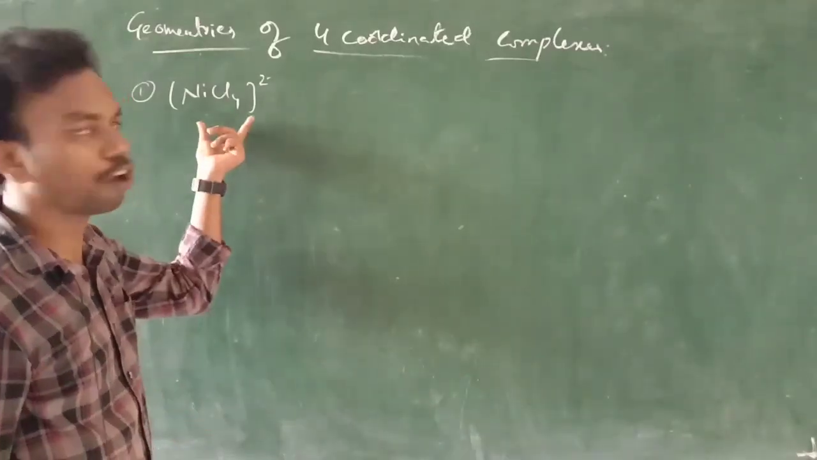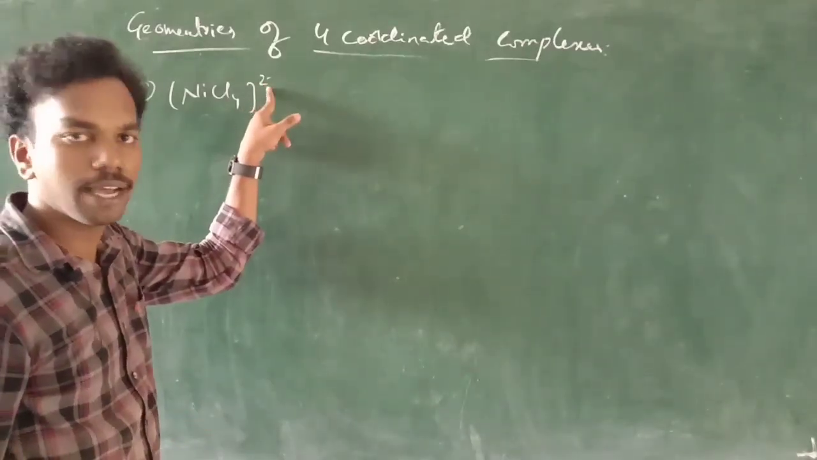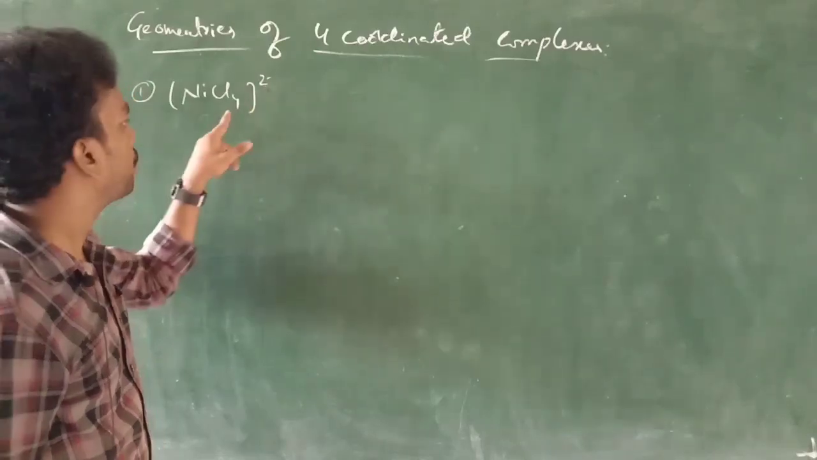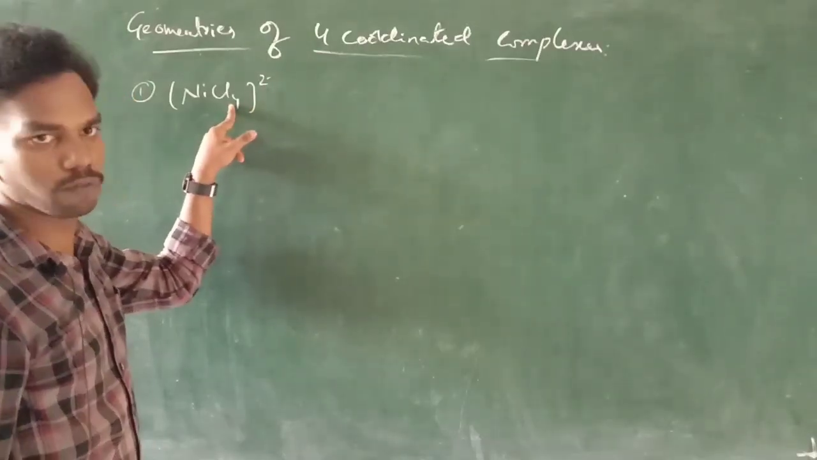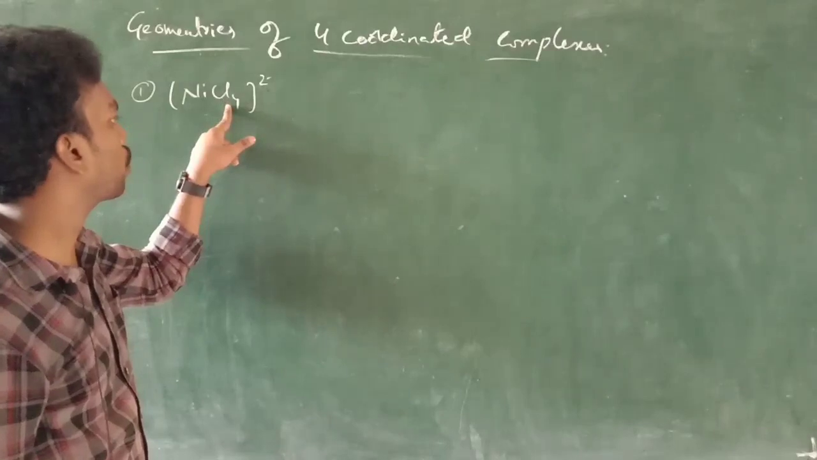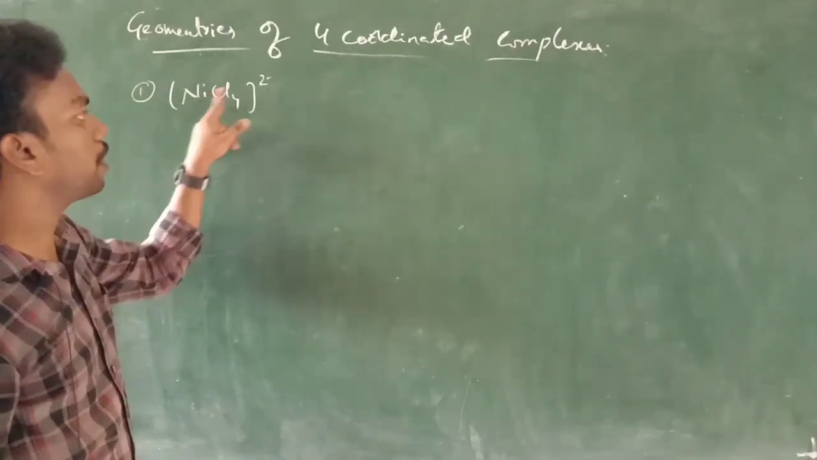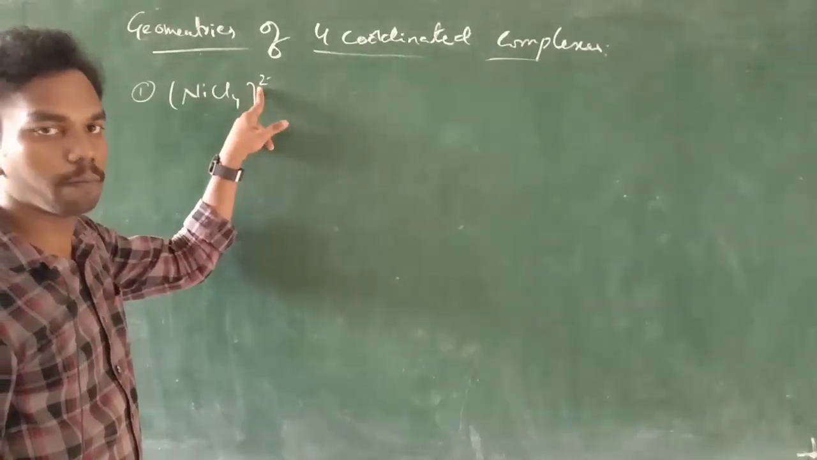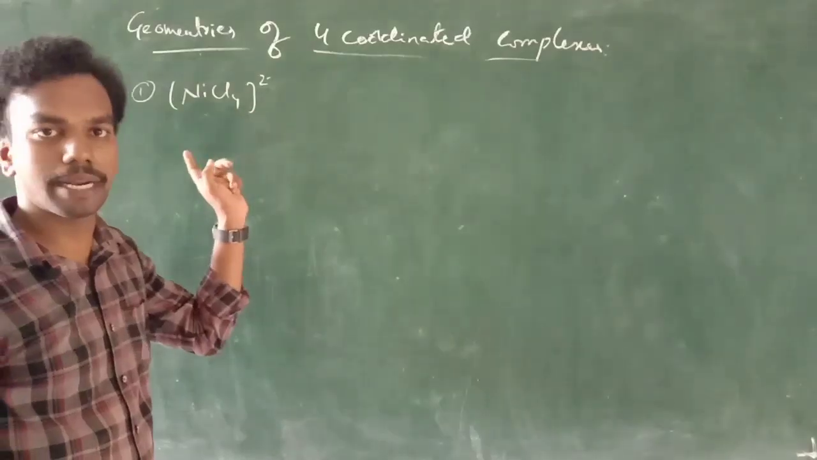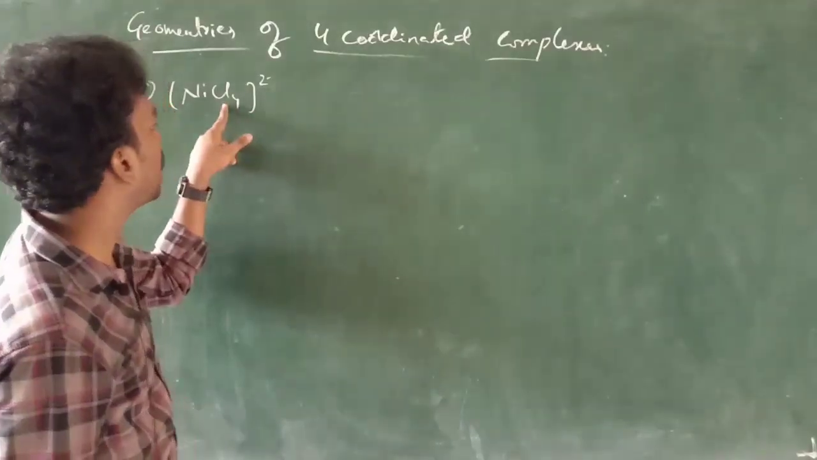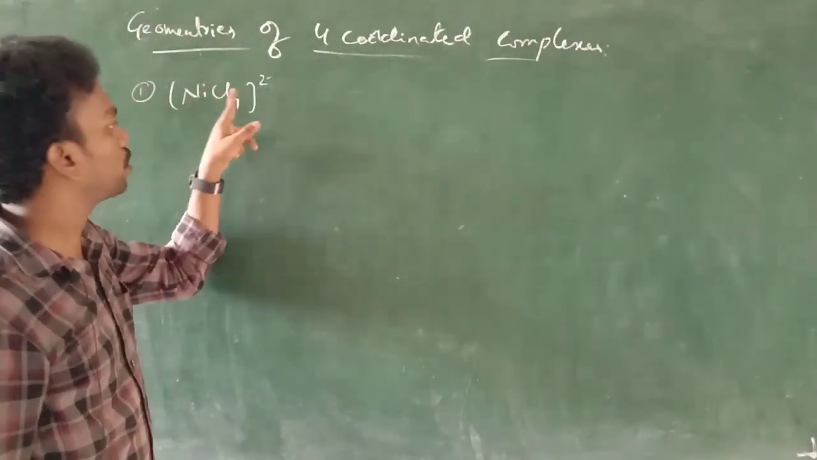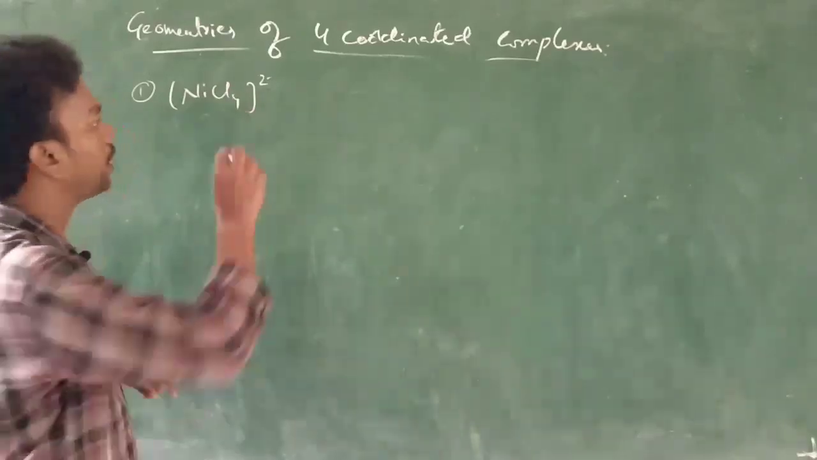This is an anionic complex because we have a negative charge over the complex. Starting with the ligands, tetrachloro. Tetrachloronickelate, because we have a negative charge over the complex, so the metal name ends with 'ate'.